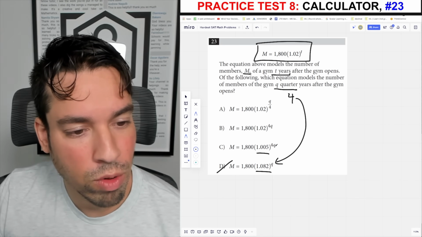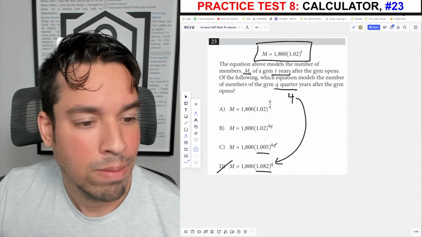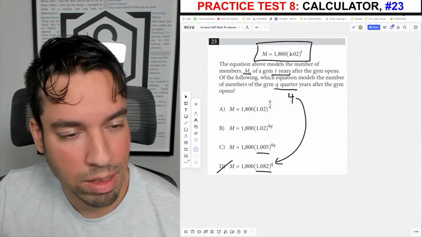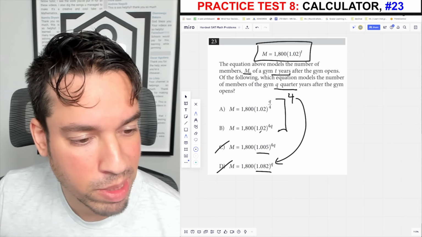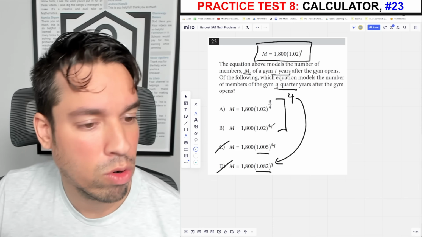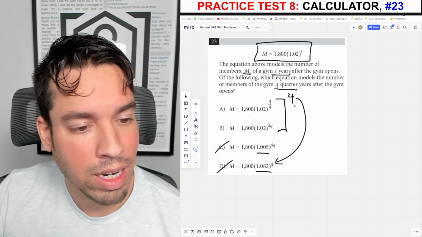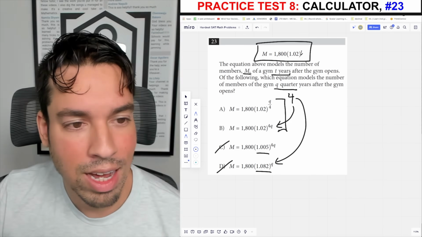Same with this guy. First of all, if I plug in 4 here, it would be 16, 1.005 to the 16th power, which is not the same as 1.02 to the 1st power. Now we come down to these two, which are both great options because they both have the 1.02, which is correct. But now is it dividing by 4 or multiplying by 4?